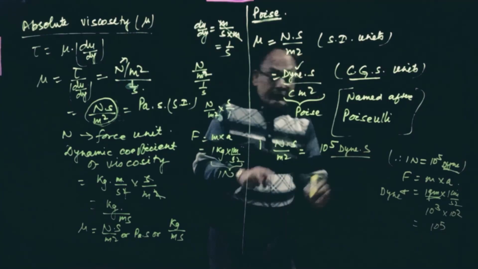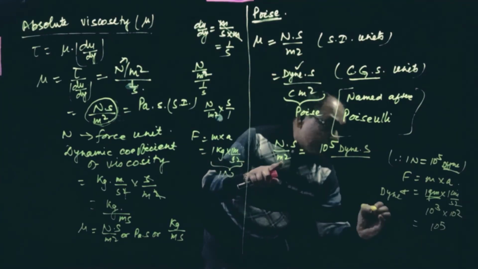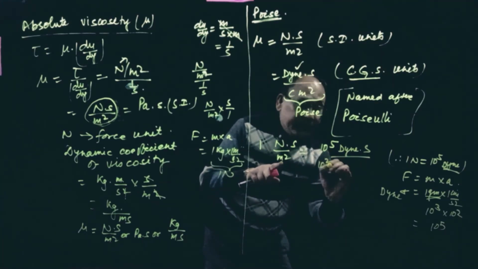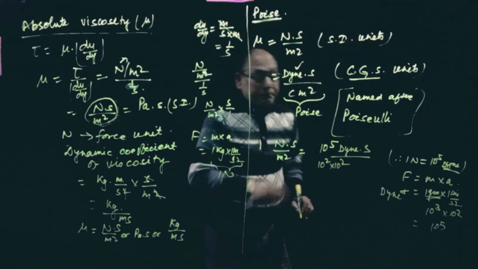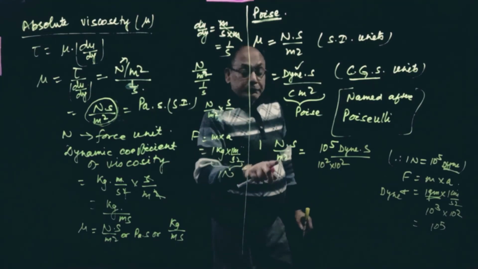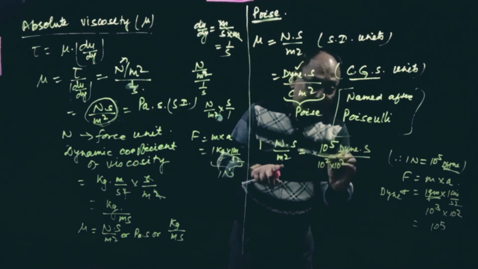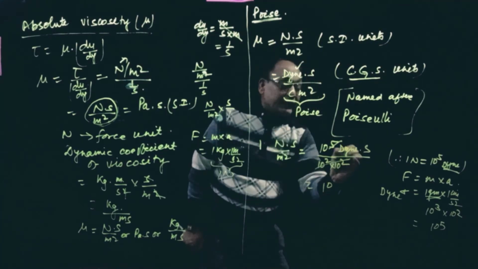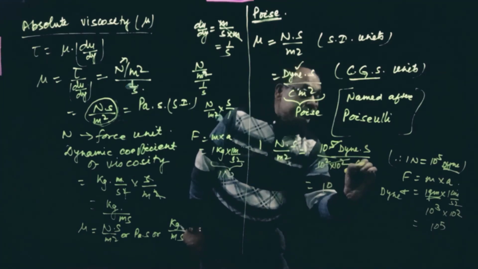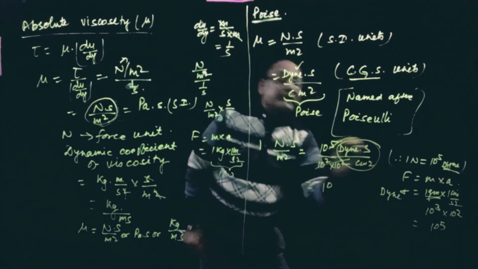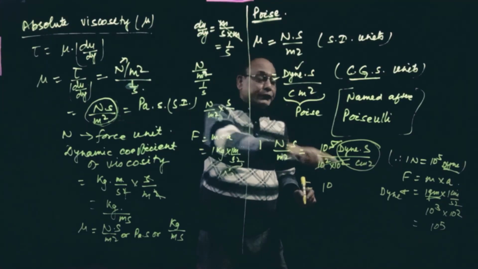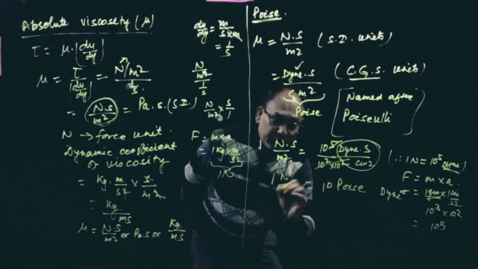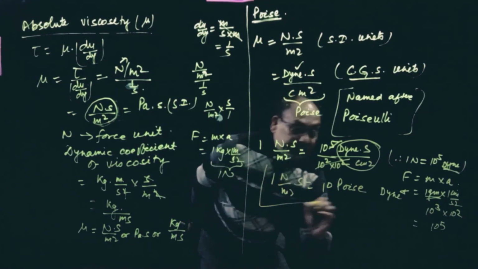Second remains, and meter square, we have to convert meter also. So meter into centimeter square. 100 centimeter is equal to 1 meter, so 1 meter is equal to 100 into 100, that is 10 to the power 2 and another 2. We have to divide like this, so this will get cancelled, and it is nothing but 10. Now see here, it becomes centimeter square. So dyne second per centimeter square is nothing but Poise. So 1 Newton second per meter square is nothing but 10 Poise.